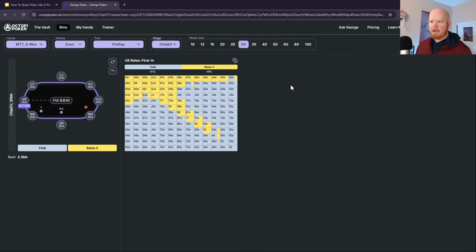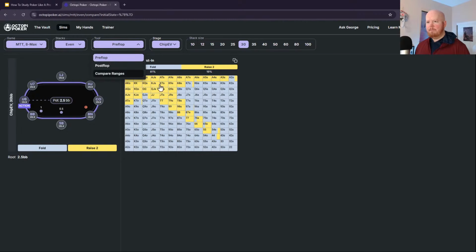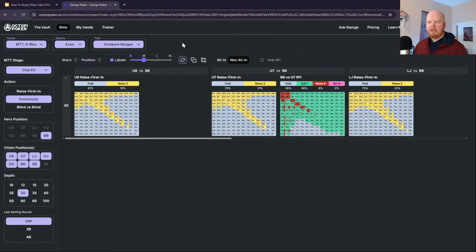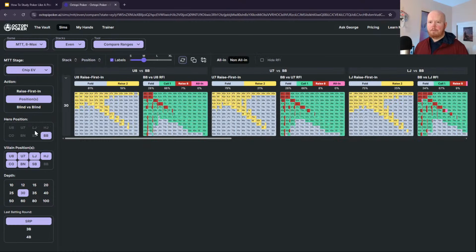So let's say, for example, I wanted to get a broad understanding of, let's say, 3-bet ranges at 30 big blinds, right? Well, one tool I can use for this is the comparison tool here. So I can go into 8 max, MTT, even stacks, compare ranges, right? So let's say I wanted to get a general perspective on my 3-bet ranges at 30 bigs. Well, we've got the opening ranges all sort of picked out there already, but we don't just want to look at hero being in the big blind.